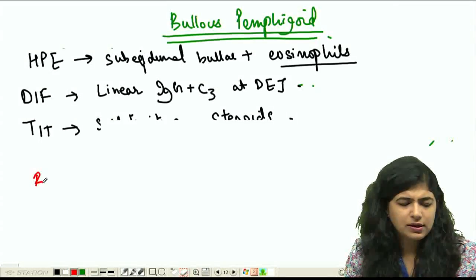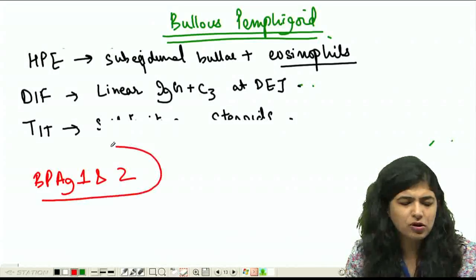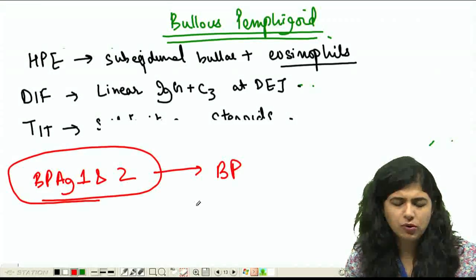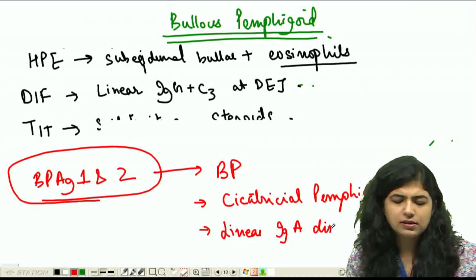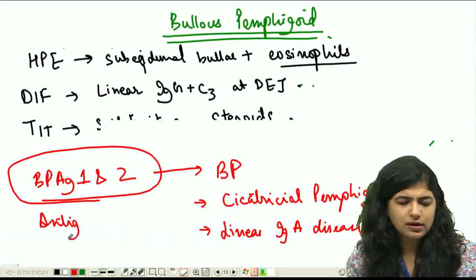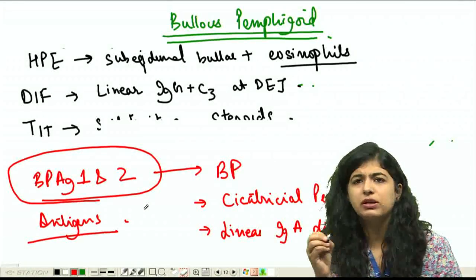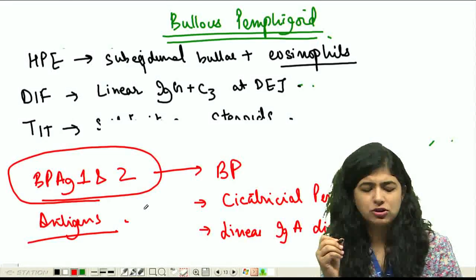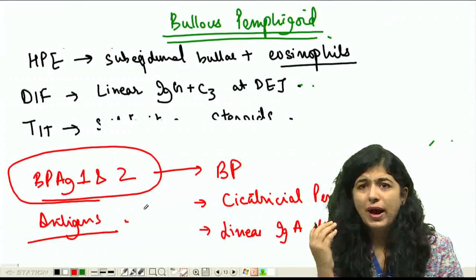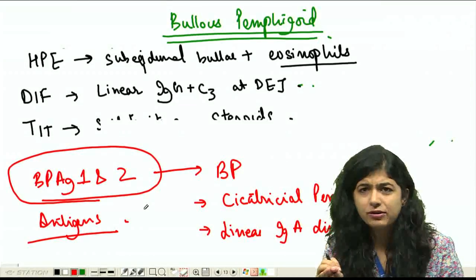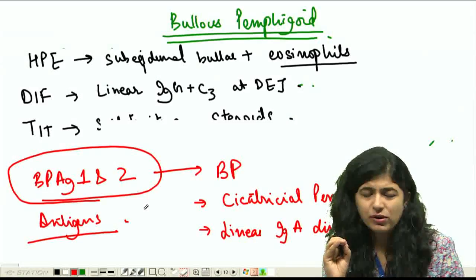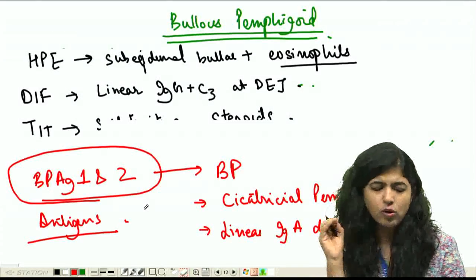Some other questions that you need to know: the bullous pemphigoid antigen 1 and 2, where do you see this antigen involvement? You see this in bullous pemphigoid, then you see this in cicatricial pemphigoid, and then this involvement is also seen in linear IgA disease. This is just the common antigen which is involved. They will give you a question: bullous pemphigoid antigen is involved in all except bullous pemphigoid, cicatricial pemphigoid, dermatitis herpetiformis, linear IgA disease. So you have to know that it is not just in BP. It can also be involved in other vesiculobullous disorders like cicatricial pemphigoid and linear IgA disease. Clear to everyone? Sure about bullous pemphigoid now? I hope you will not go wrong in it.